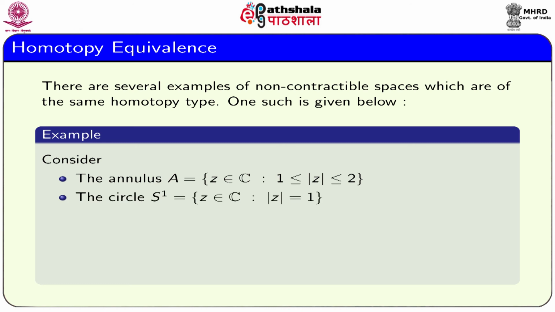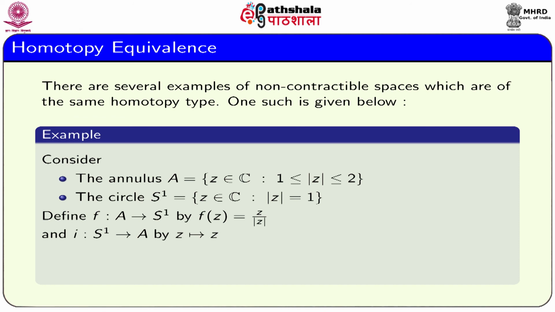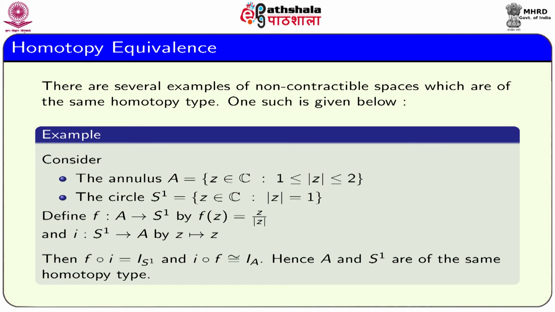We take the unit circle S^1, and define a function f from A to S^1 by f(z) equal to z by mod z. Then of course f is a continuous function, and if I take the inclusion map i from S^1 to A by z sending it to the same z, then f composed i is identity on S^1, and i composed f is homotopic to identity on A. Hence, capital A and S^1 are of the same homotopy type.